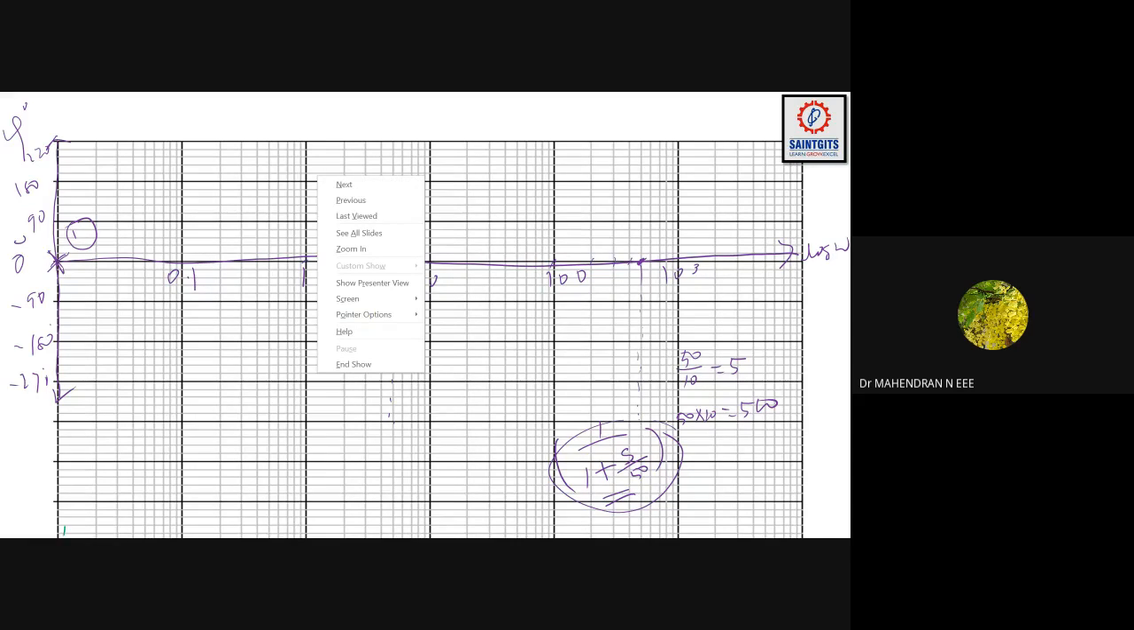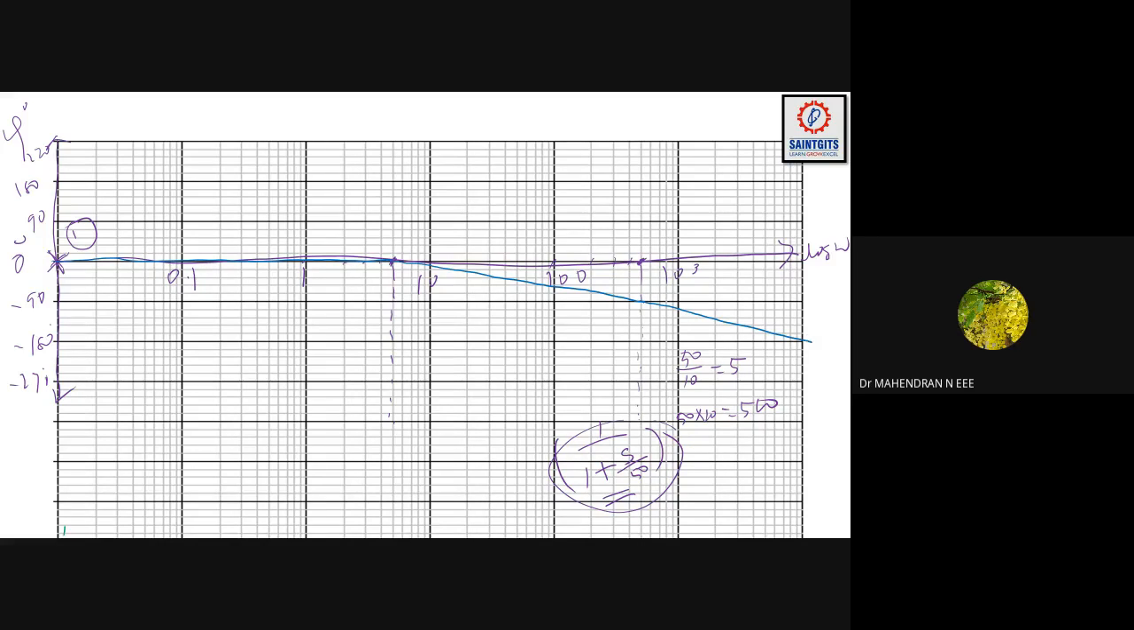Now, what will happen? This first plot line, one minute, I will change the color. So here, this will be your magnitude plot. Here it will break down and the slope changes. It will reach 90 degrees at 500, and it will go like this. Am I right? So here it is minus 45 degrees per decade.